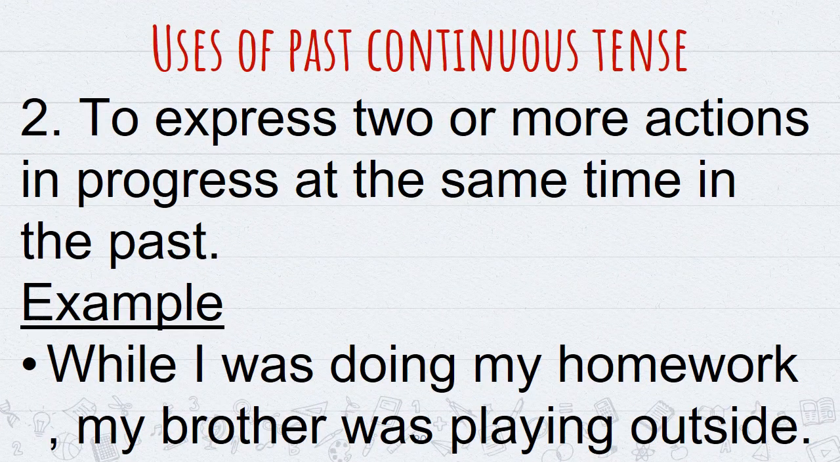Number 2, use of past continuous tense to express two or more actions in progress at the same time in the past. For example, while I was doing my homework, my brother was playing outside. And if I am going to make its negative sentence, then it will be while I was doing my homework, my brother was not playing outside. And its interrogative sentence, was my brother playing outside while I was doing my homework?